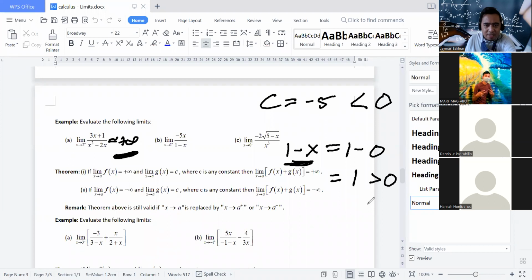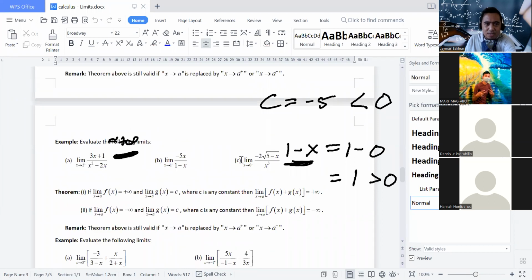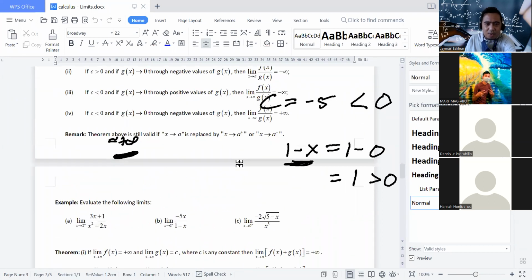Can we look back, sir? Case 3 or 4? Case 3, sir. There are positive values. It depends on the class, similar to the idea in integers. Negative, positive. So the answer is negative infinity.